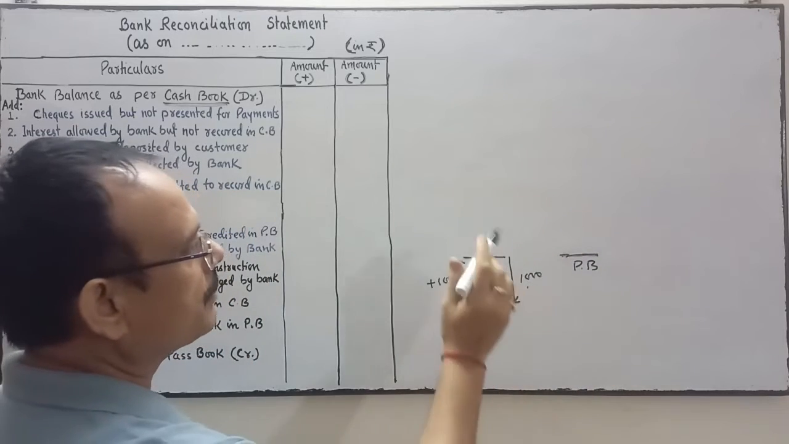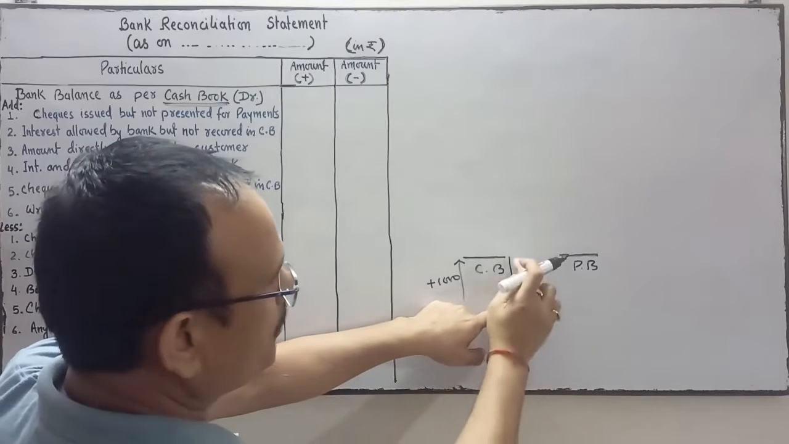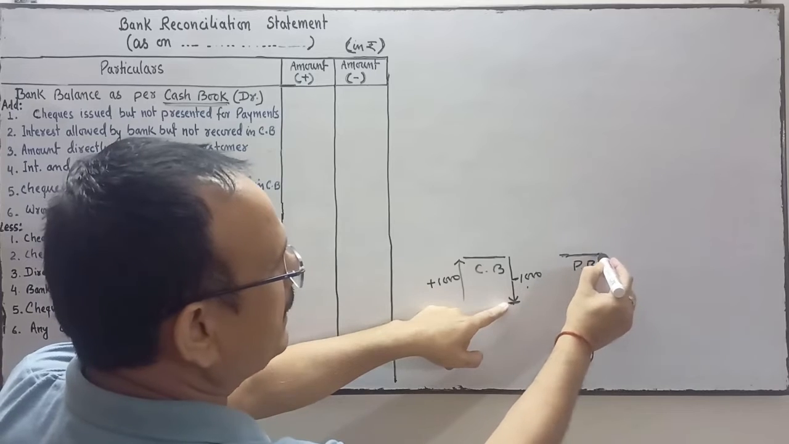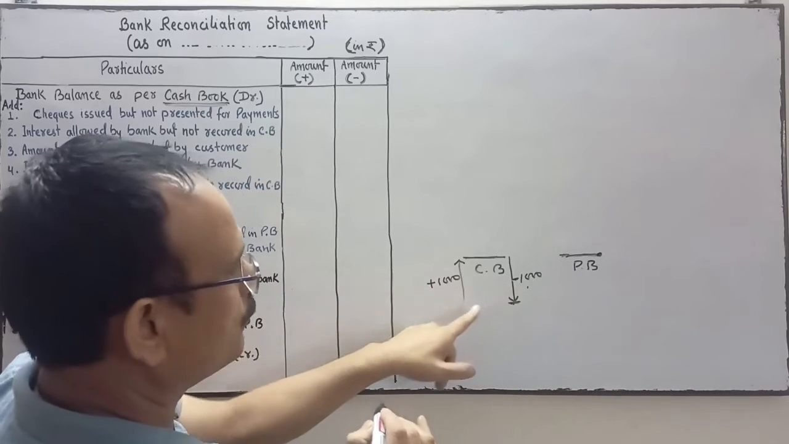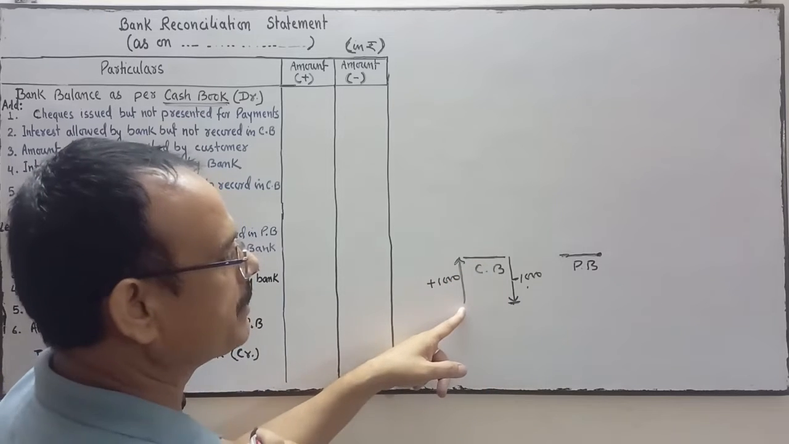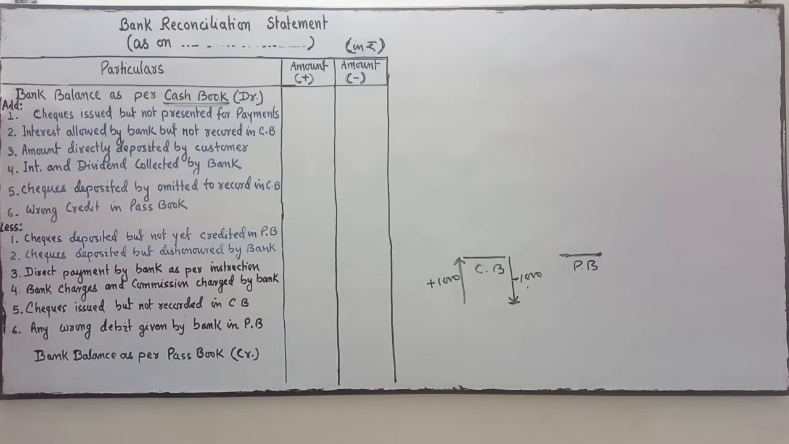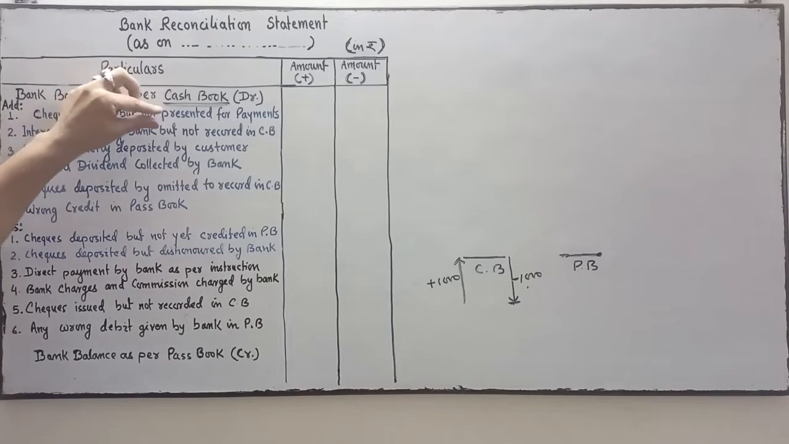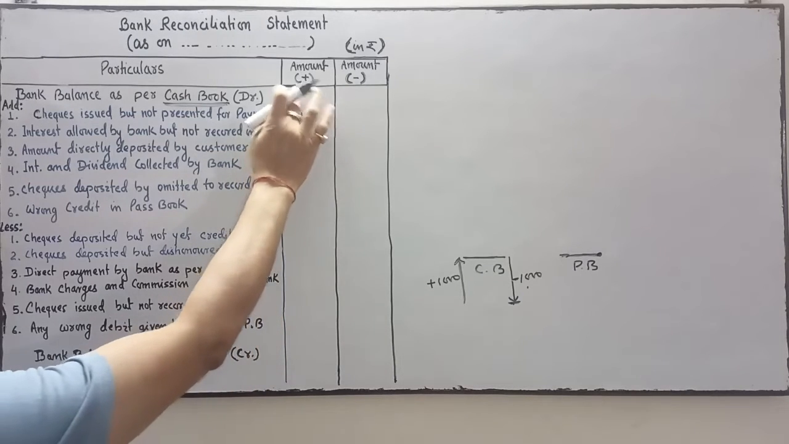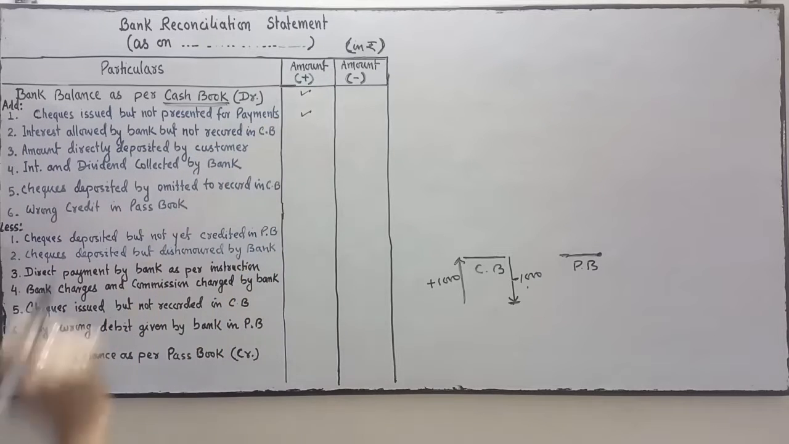The cash book is reduced by 1000, minus 1000. The passbook balance is here, it is not reduced. So if we increase plus 1000, then we'll reach the original place. So both the balances will be the same. So we have to add it. Check issued but not presented for payment will be added. We'll write it on the addition side. Suppose the cash book balance is a debit balance, so we'll write it on the plus side.